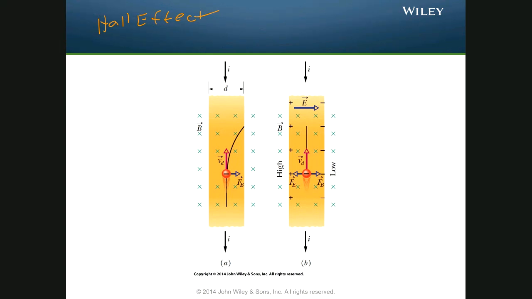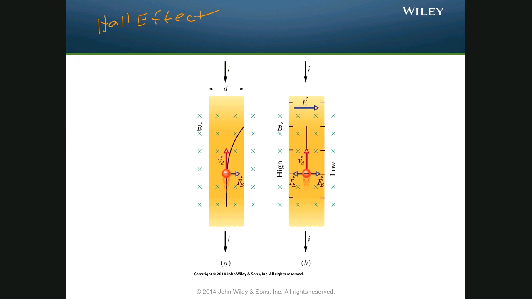Basically, in addition to determining the nature of charge carriers, we can measure the number of carriers per unit volume of the conductor. So that's another result we can use. So let's take a look here at what's going on.